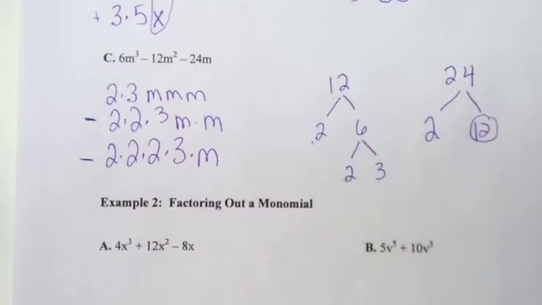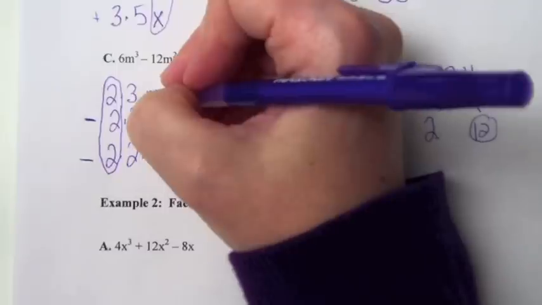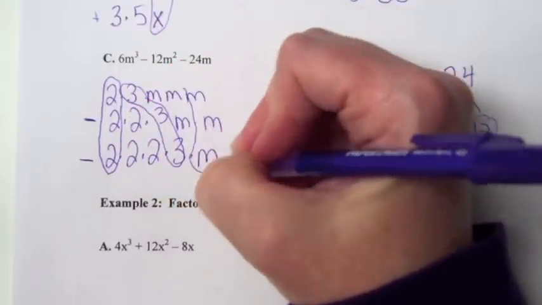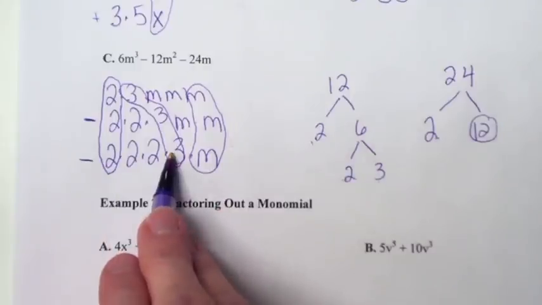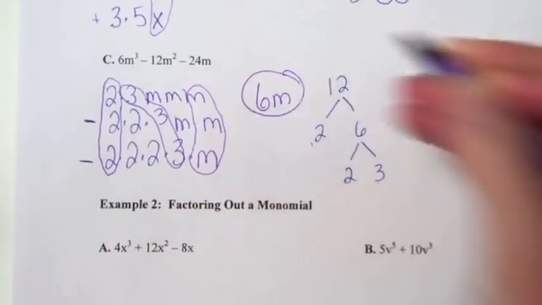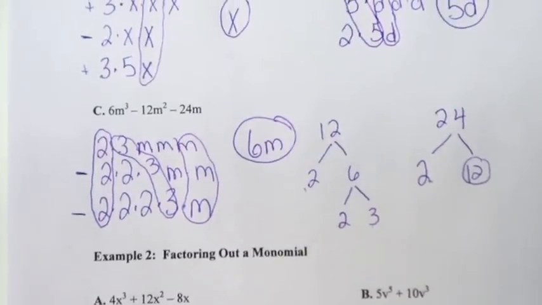And now we can circle what's in common. They have 2 in common. They have 3 in common. And they have an m in common. So their greatest factor is 2 times 3, which is 6, and then m. So the greatest common factor is 6m. And that is how you find the greatest common factor of a polynomial.